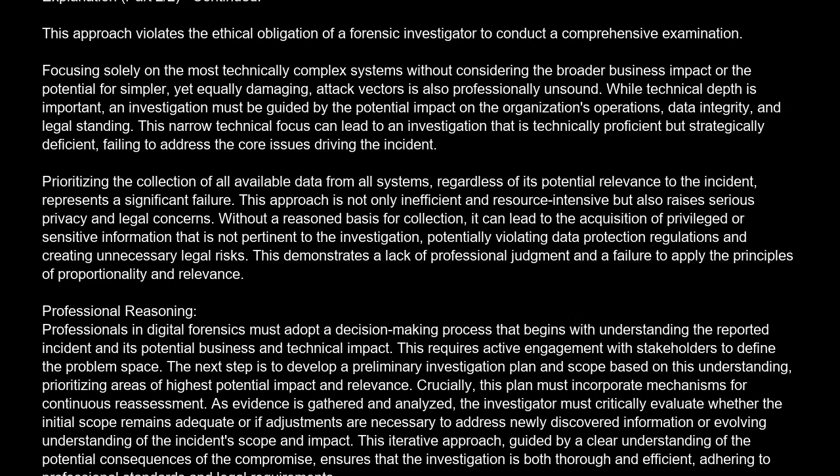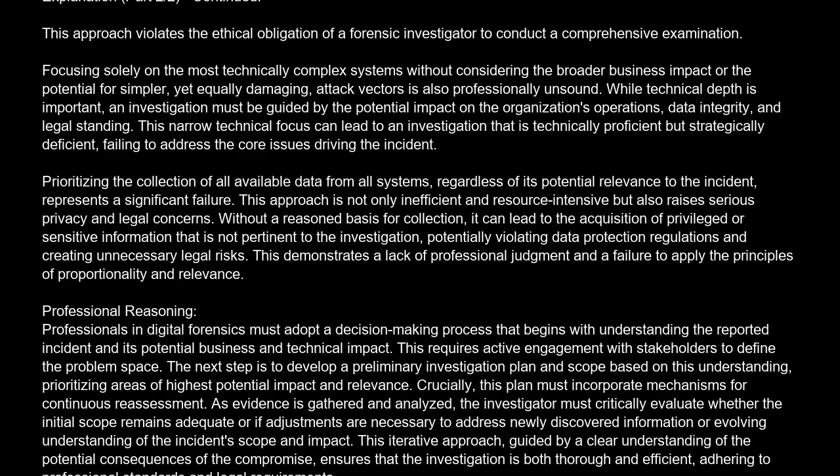This approach violates the ethical obligation of a forensic investigator to conduct a comprehensive examination. Focusing solely on the most technically complex systems without considering the broader business impact or the potential for simpler, yet equally damaging, attack vectors is also professionally unsound. While technical depth is important, an investigation must be guided by the potential impact on the organization's operations, data integrity, and legal standing.